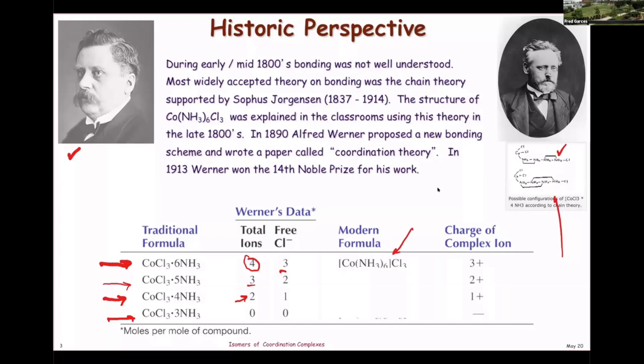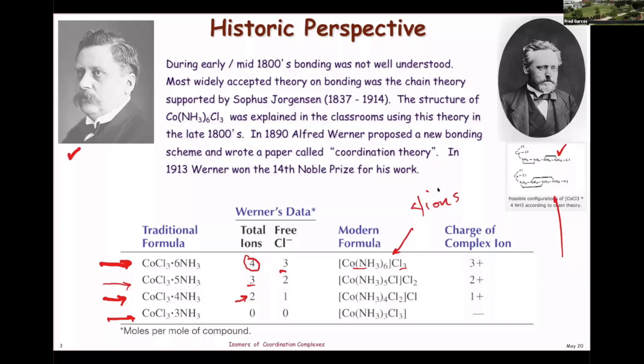He put NH3 in brackets within cobalt and said that the cobalt was directly bonded to this and that the chlorides were counter ions. And so when you dissolve this compound in water, you had a total of 4 ions forming, 3 chlorines and 1 of the cobalt compound. And he came up with this theory because it explained the experimental evidence.